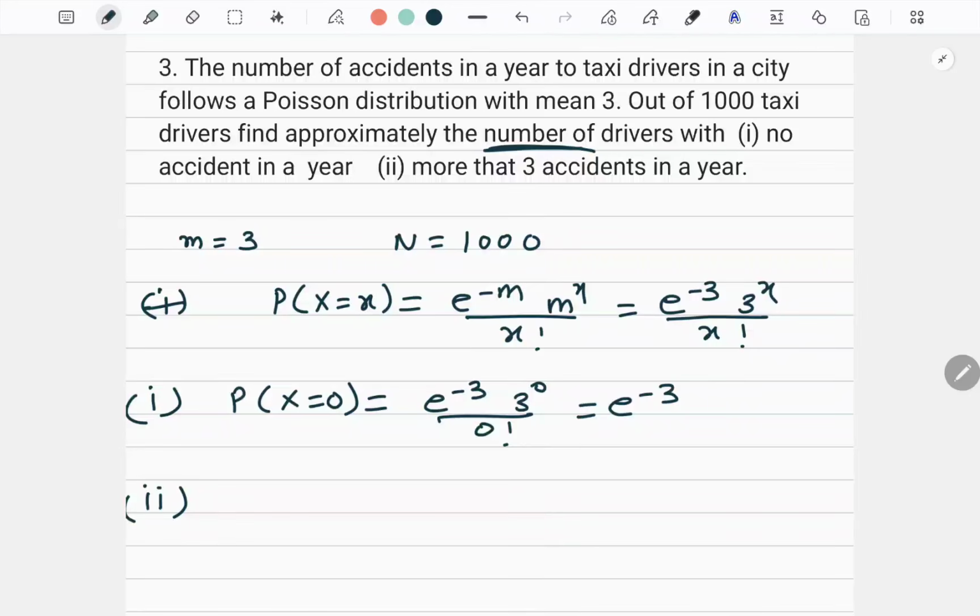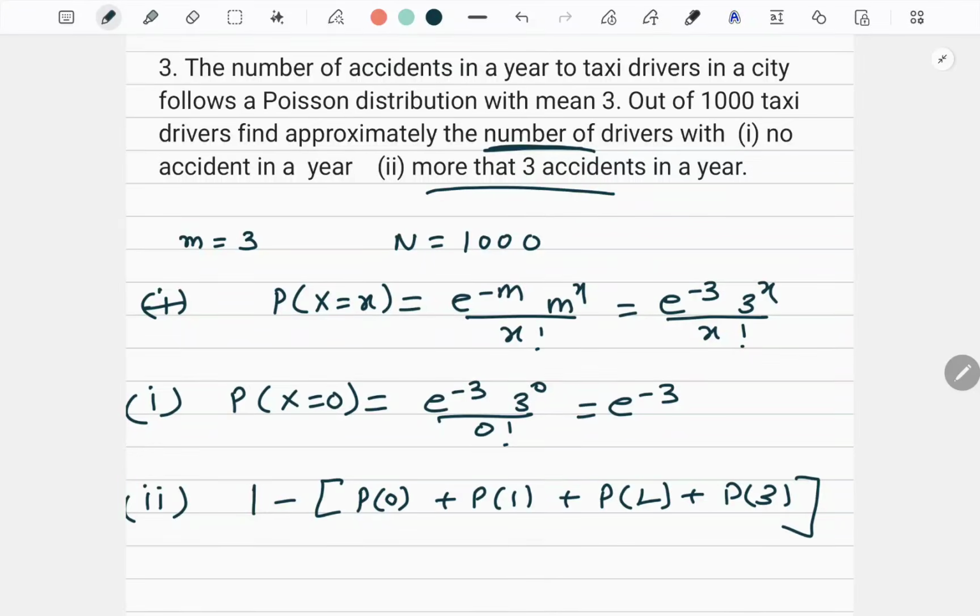More than 3 accidents in the year. Obviously more than 3 I can't calculate, so many are there. So what I don't want? I don't want 0, 1 and 2 and 3. So I'll do 1 minus probability for 0 plus probability of 1 plus probability of 2 plus probability of 3. Remember 3 will also be included because they are saying more than 3 accidents. So 3 also they don't want, more than 3 accidents they want. Right? So now substitute the value.